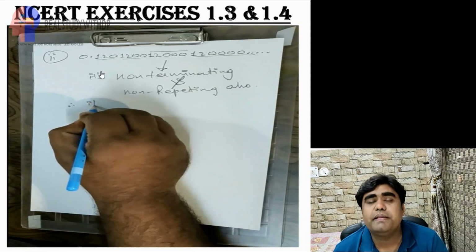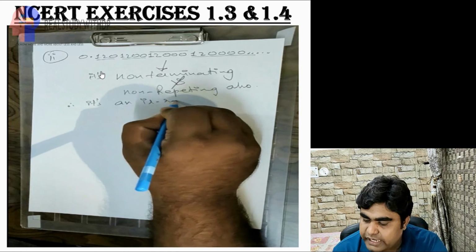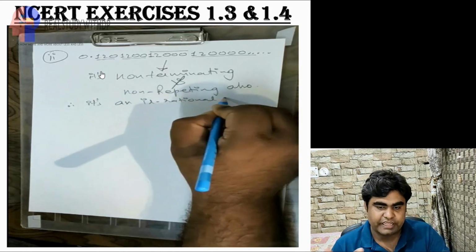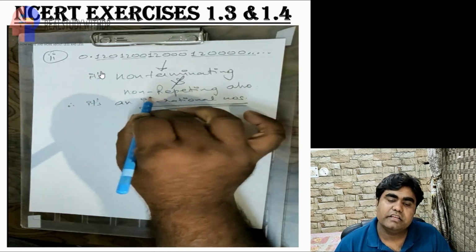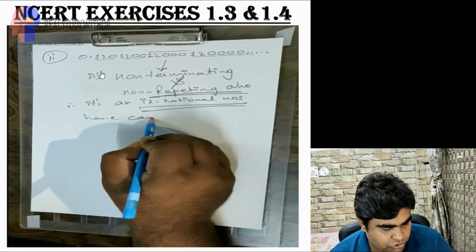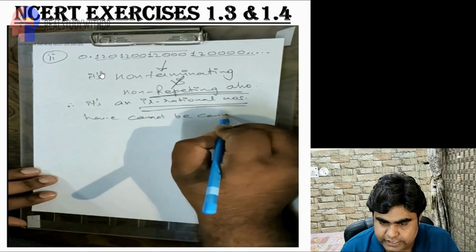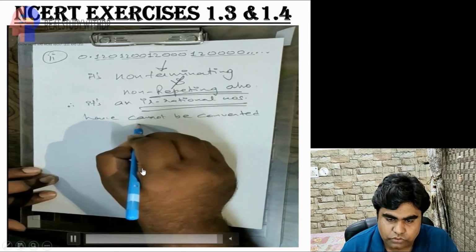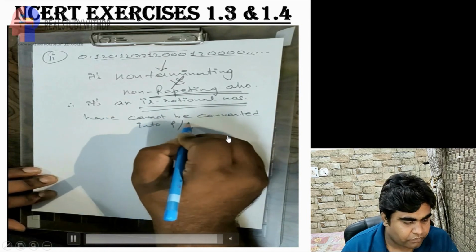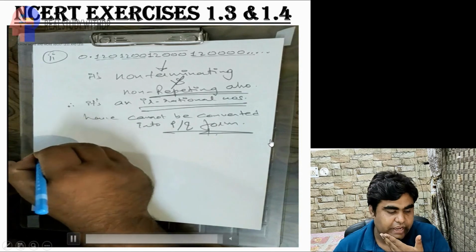Hence, it cannot be converted into P by Q form. So we can't perform any other thing on it. We can simply write that the number is an irrational number. And hence we will be done with question number 3's second part. Hence it cannot be converted into P by Q form. Okay, so let's see what part 3 has to say.